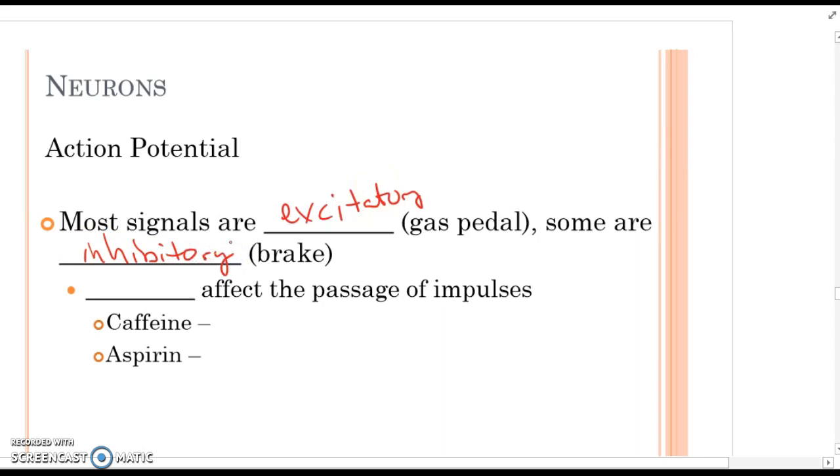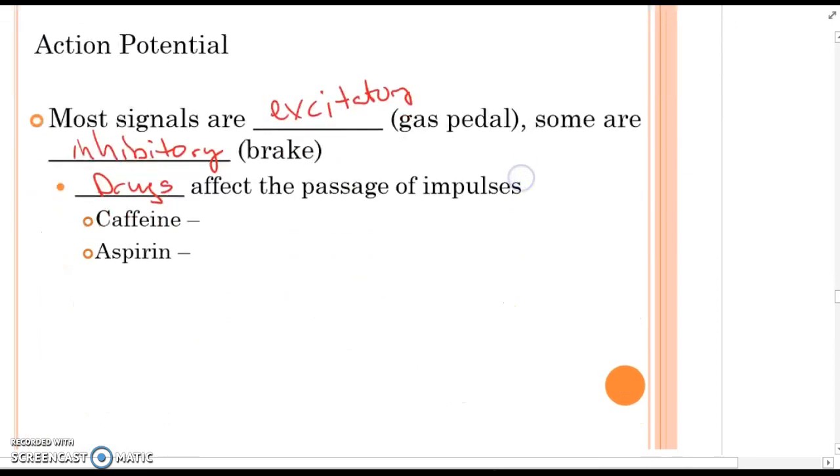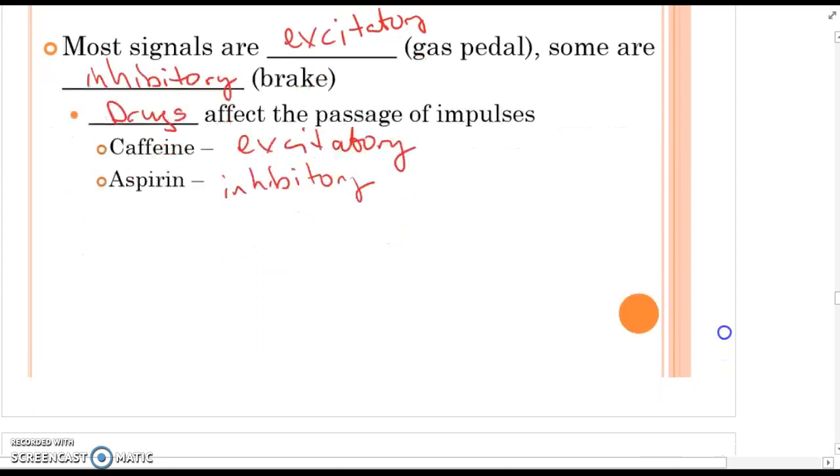Okay. So certain drugs can affect how impulses are sent. So caffeine is an example of, you would probably guess, excitatory. And aspirin and other illegal drugs would be inhibitory. They would slow down how fast those signals are sent.